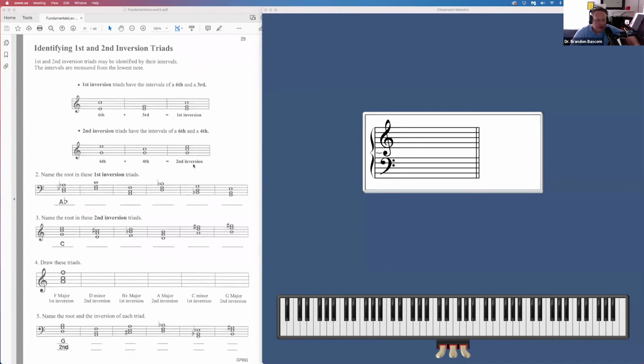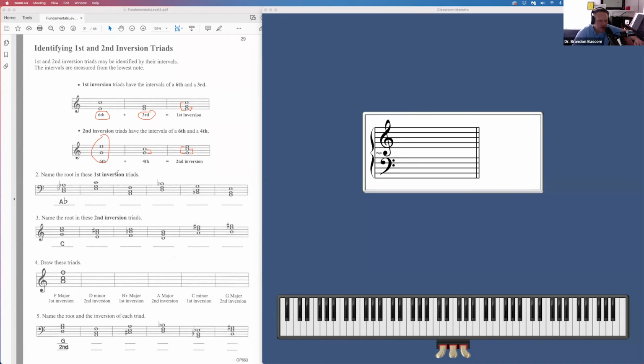Page 29 is reviewing again first and second inversions. The book breaks it down by intervals. So a first inversion triad has a third on the bottom and a sixth outer shell. There's my third, there's my sixth. A second inversion has a fourth on the bottom and a sixth outer shell. It's just another way of thinking of it.